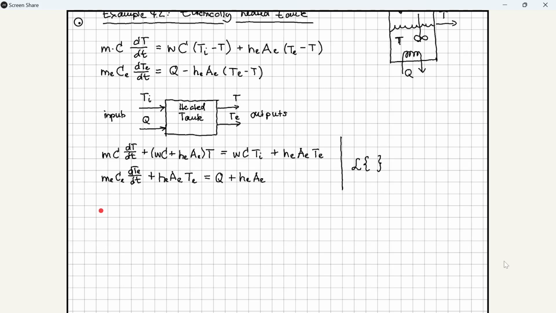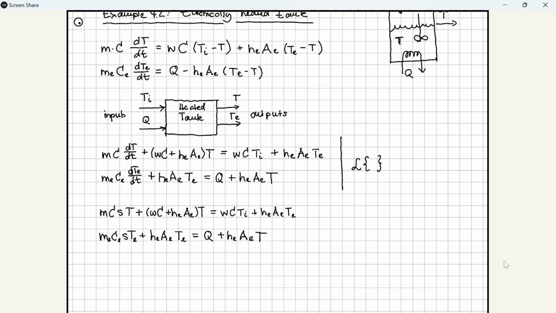So this is going to change to M times C times S times T plus W times C plus HE times T. It's T of S because we're in the Laplace domain, equals WC times TI plus HE times TE. And here we have MECE times S times TE plus HE times TE equals Q plus HE. Sorry, there's a T missing here.